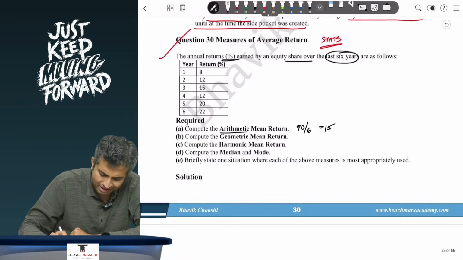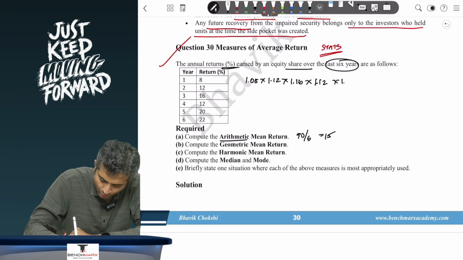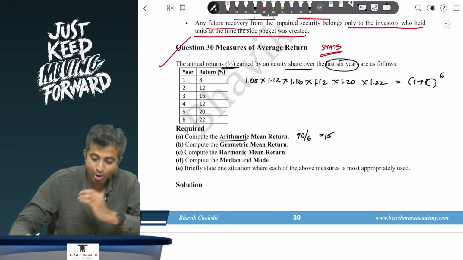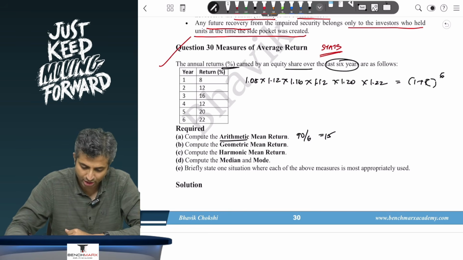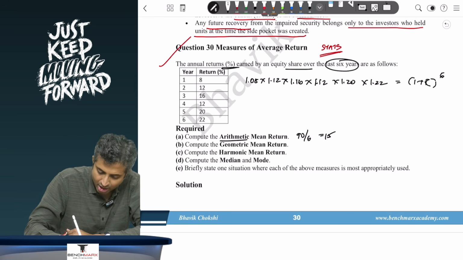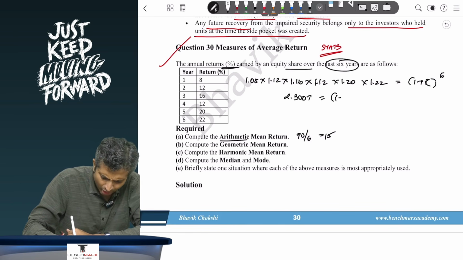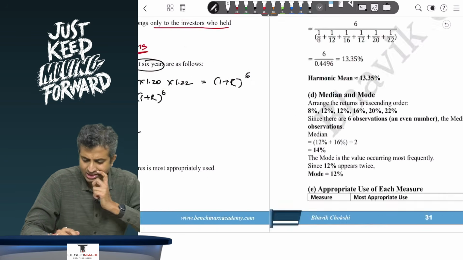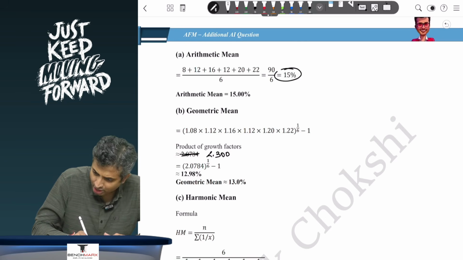Okay. When I look at geometric mean, on the other hand, this will be 1.08 into 1.12 into 1.16 into 1.12 into 1.20 into 1.22. This will equal (1 plus r) raised to 6, the compounded average growth rate. Let's say that is r, and this is 1.08 into 1.12 into 1.16 into 1.12 into 1.2 into 1.22. So this will become 2.3007. I think this is printed a bit wrongly. (1 plus r) raised to 6 is 2.3006 approximately, or 2.3007.